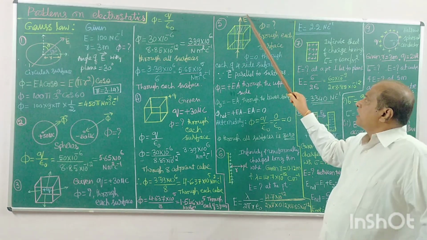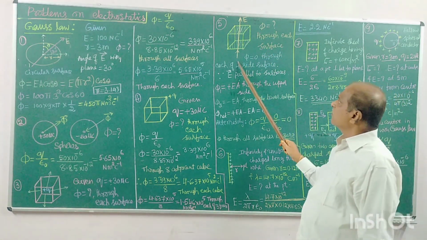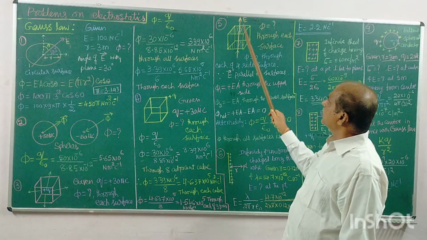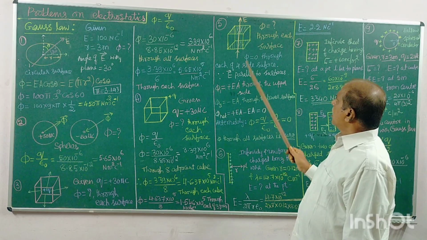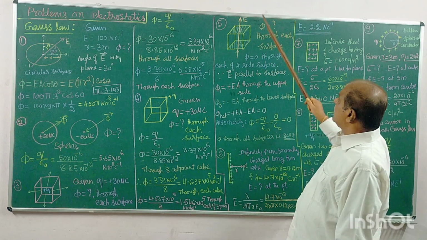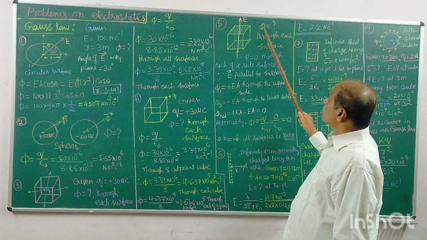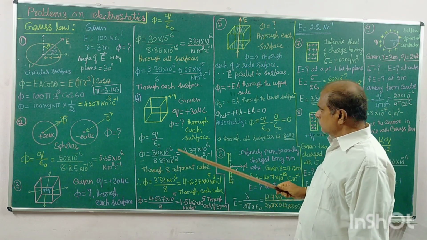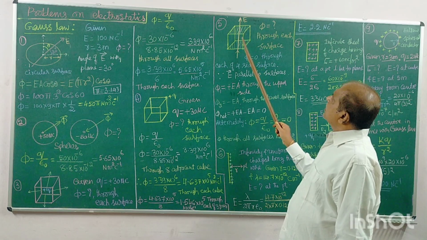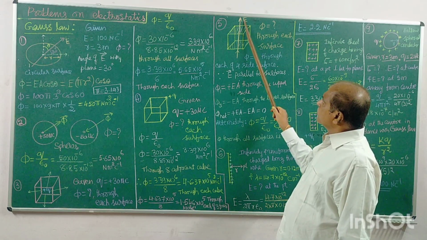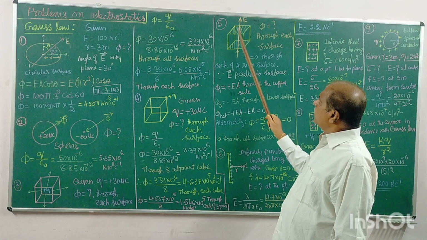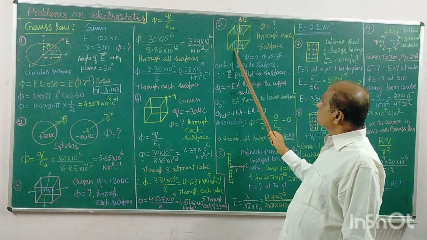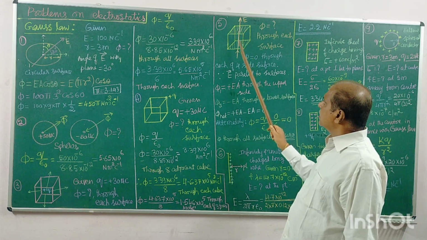What is the direction of the electric field? The direction of the electric field is perpendicular to the lower surface and upper surface. And we have to calculate the electric flux through each surface. Look at this direction of the electric field. The electric field is perpendicular to this surface and this surface, so it can have electric flux on the upper side and lower side.